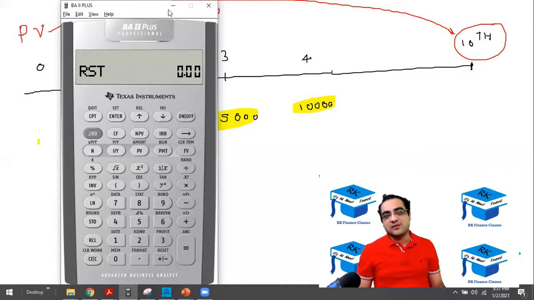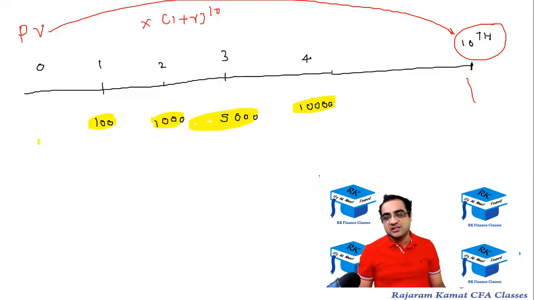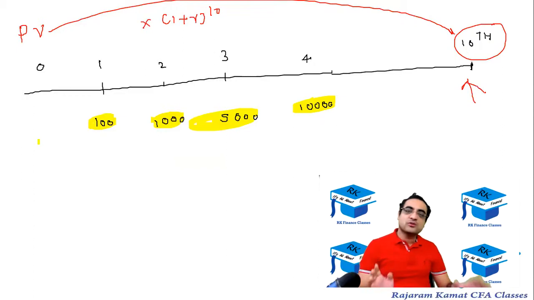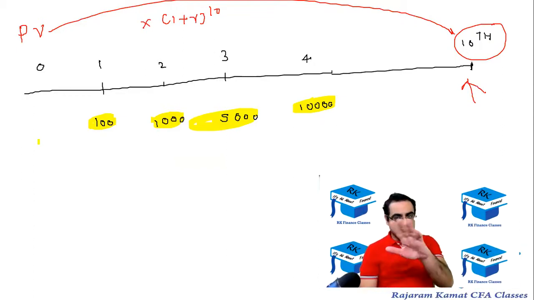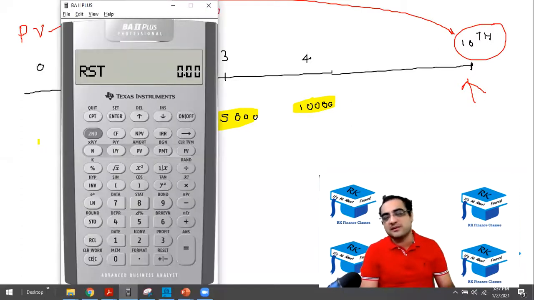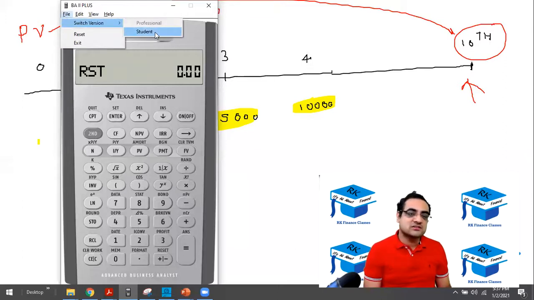But this calculator has one advantage: the future value could be directly calculated. You don't have to take it to the present and then do into 1 plus R raised to 10. But just for that advantage, I will not recommend buying this calculator. So let me scroll it back to the student version.